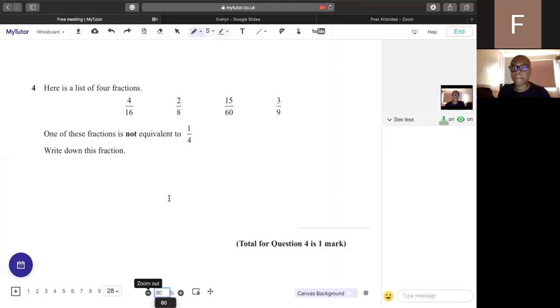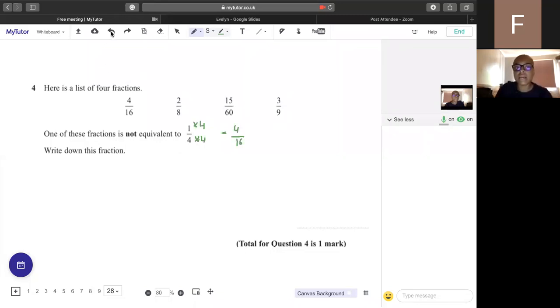So for instance, if you were going to do that method, to get from 4 to 16, you multiply by 4. So 4 times 4 is 16. You would also need to do the same thing with your numerator. So you would get 4/16. So this is equivalent, so that's not the answer. You could do it that way, but it does take a little bit longer.